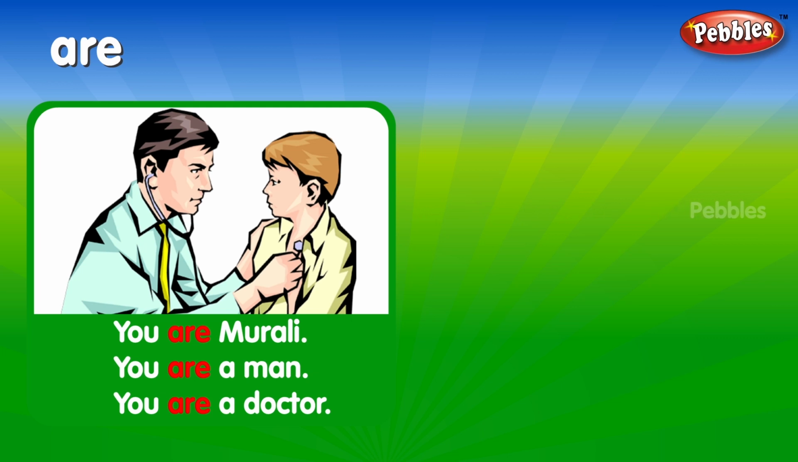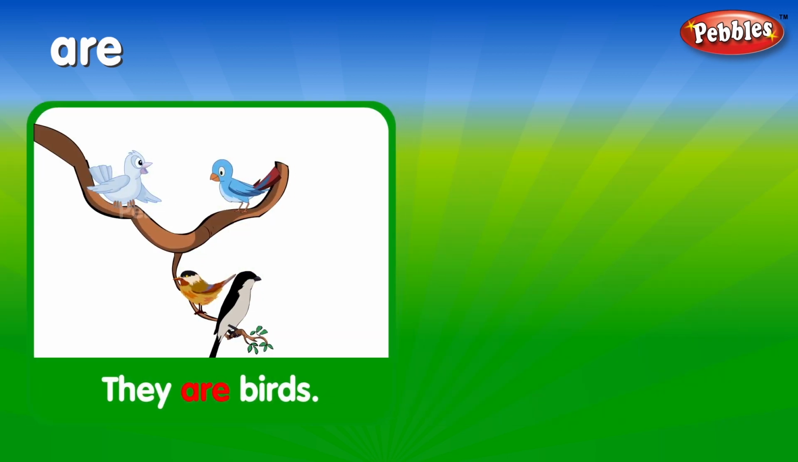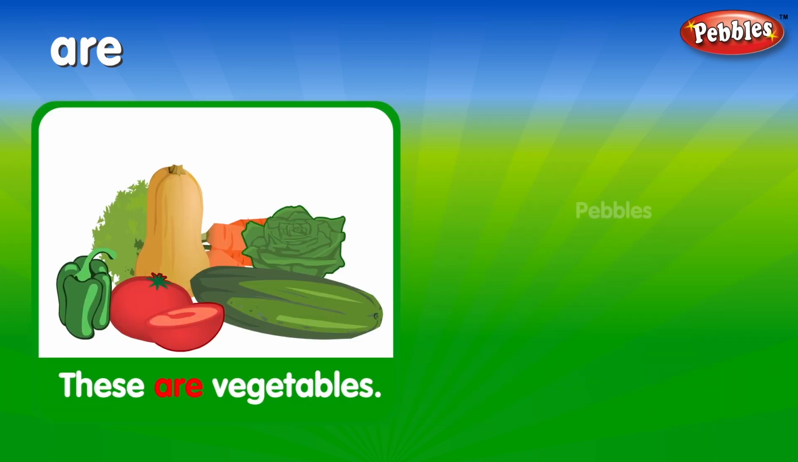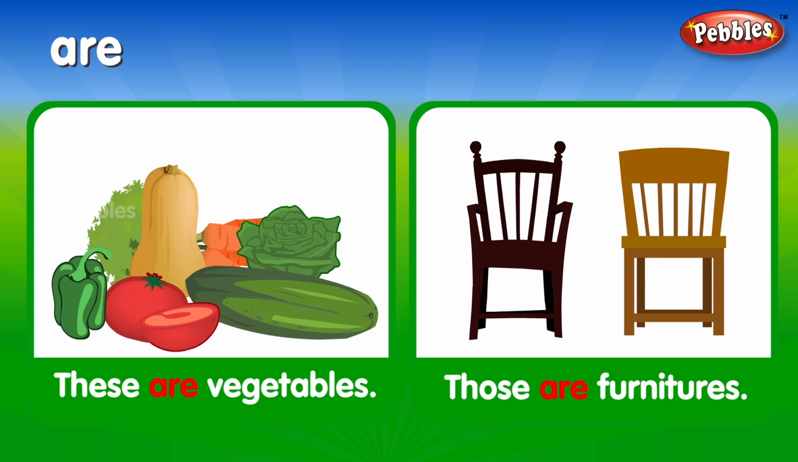You are a doctor. You are Meena. You are a woman. You are a teacher. They are birds. We are children. These are vegetables. Those are furnitures.